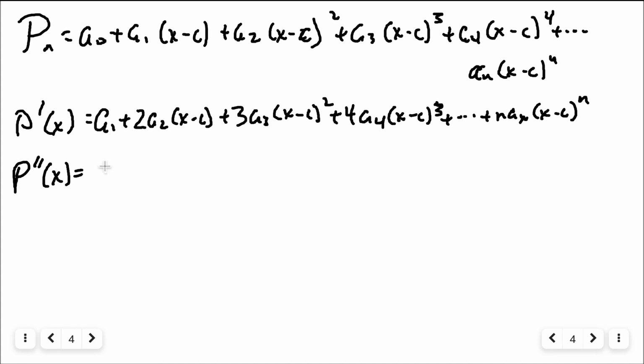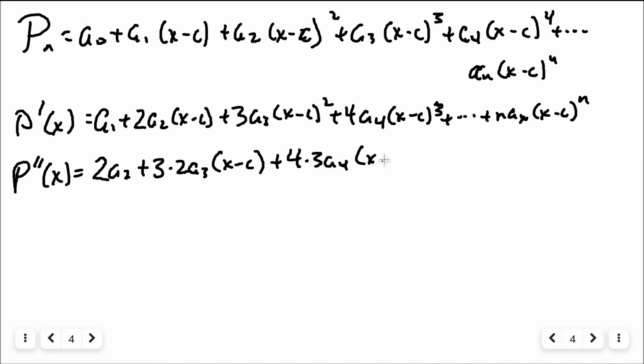So let's find p double prime. So a1 drops out. I get 2a2 plus 3 times 2a3. And there's a reason I'm writing this and not writing 6. You'll see in a minute. Plus 4 times 3a4 (x minus c) squared plus, up to n times n minus 1, a sub n, (x minus c) to the n minus 2.